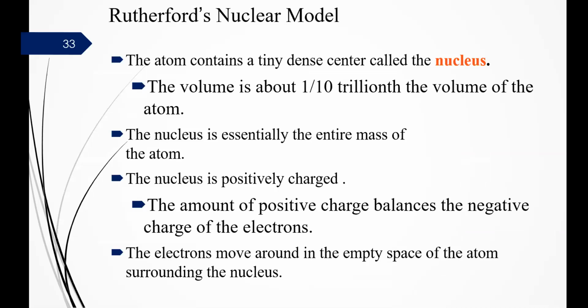We have a tiny nucleus that has all of the mass of the atom, or pretty much all of it, because it's got all of the protons, and it's also got the neutrons. So it's going to be all positively charged because it's got protons in there. The electrons, on the other hand, move around that empty space.